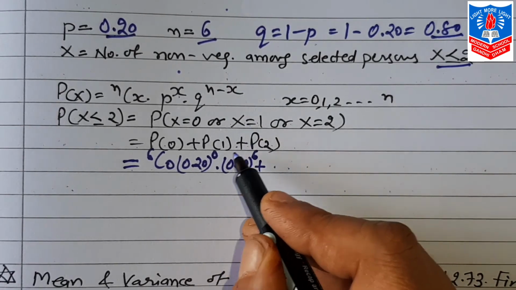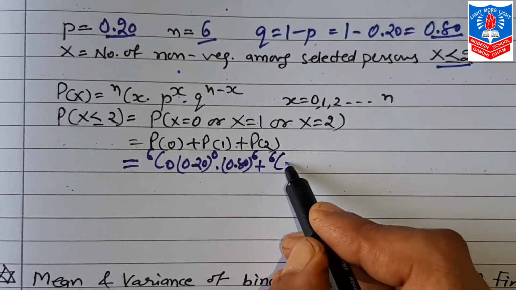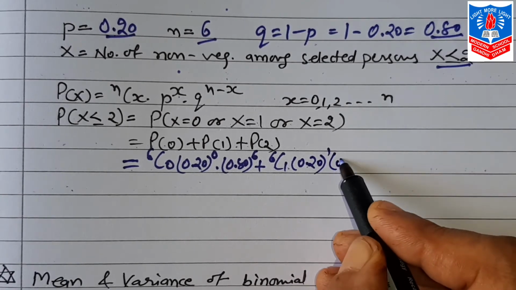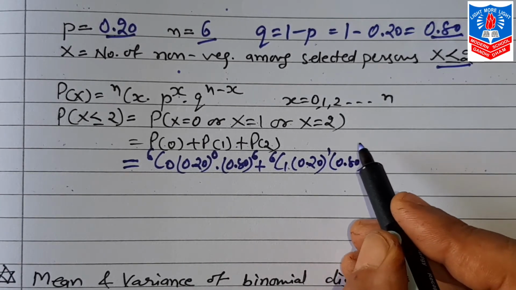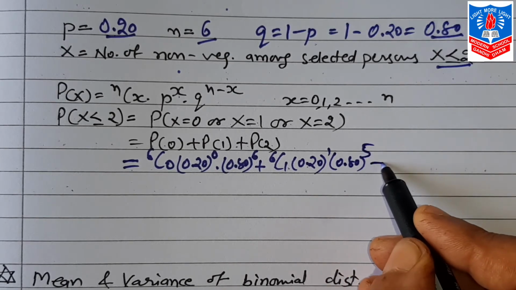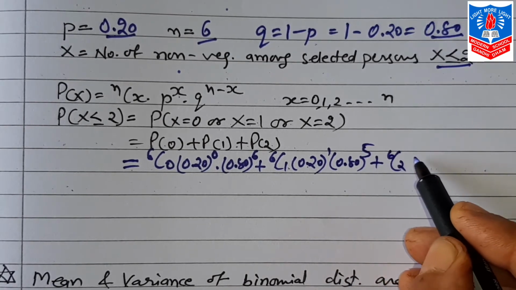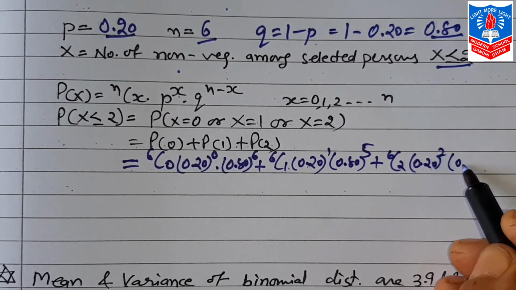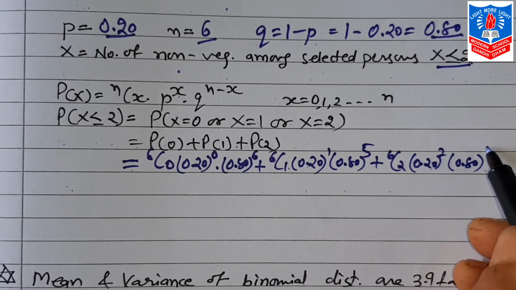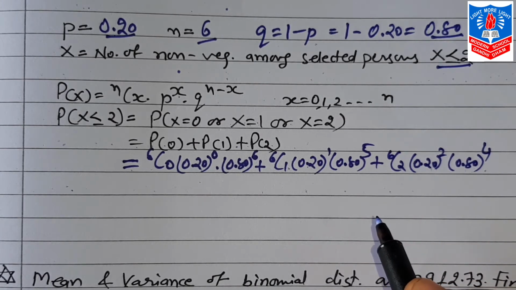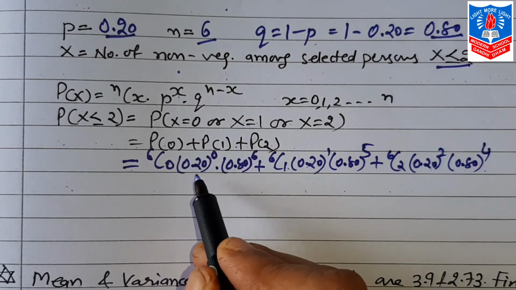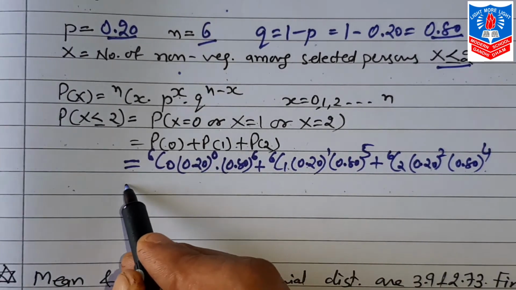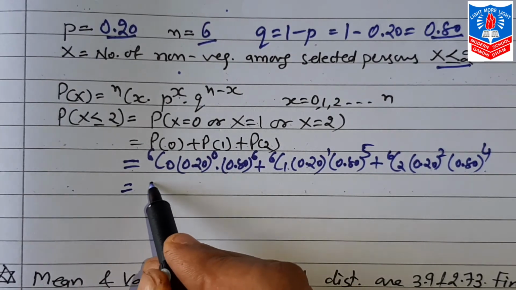Plus we put the value of x as 1, that will be 6C1, 0.20 raised to 1, 0.80, 6 minus 1 will be 5, plus 6C2, 0.20 raised to 2, 0.80, 6 minus 2 will be 4. So when you multiply 6C0, of course here it will be 0.80 raised to 6.